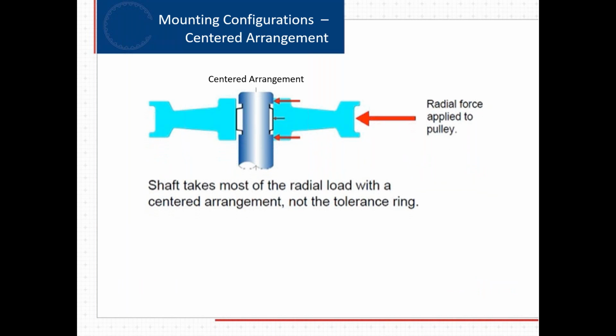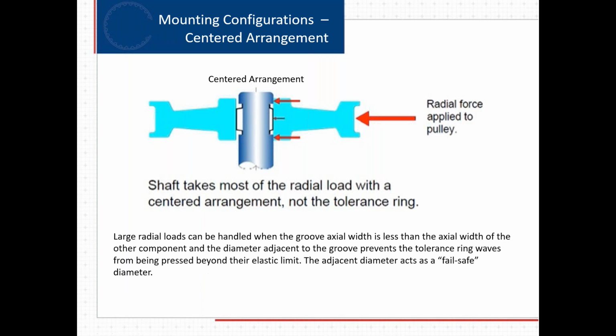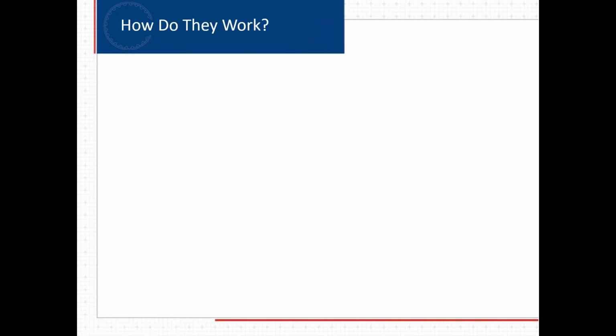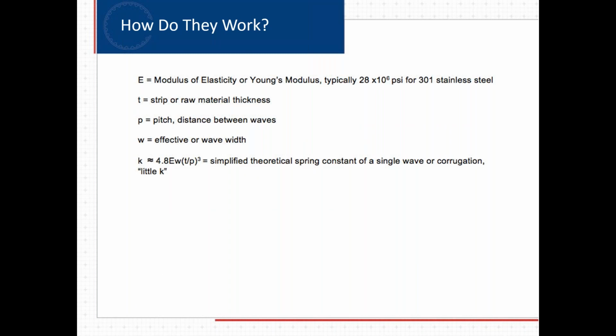So I talked about a center arrangement, and that's where you have a groove on the components. And I find this to be terrific for handling radial loads because it allows the radial loads to be spread out among the components. So when a radial force is applied, the waves of the tolerance ring are compressed slightly on one side, but the radial forces are shared by the tolerance ring and contact between the inner and outer component. This allows you to exceed the actual radial capacity of the tolerance ring by going with the center arrangement.